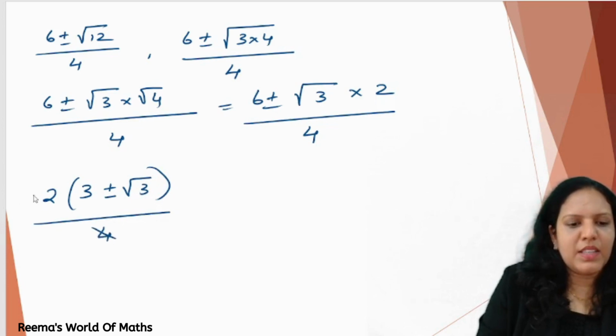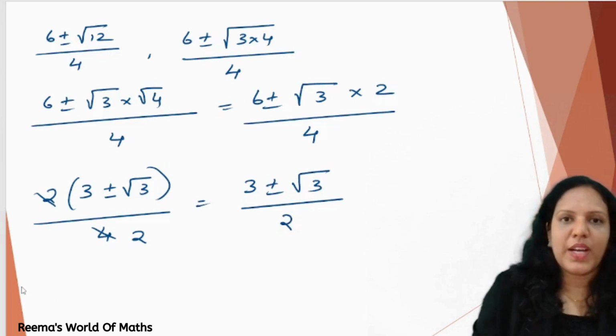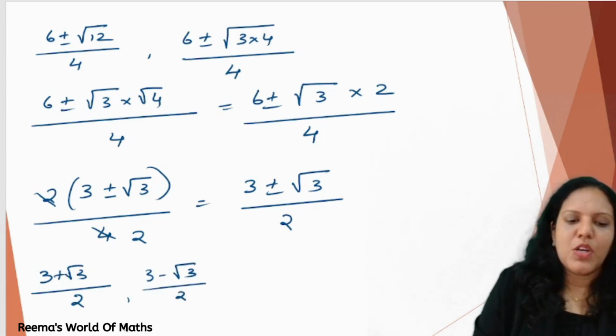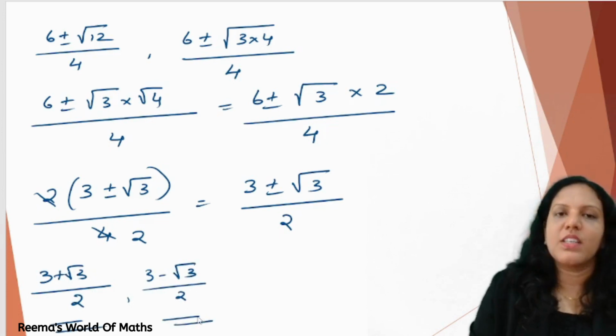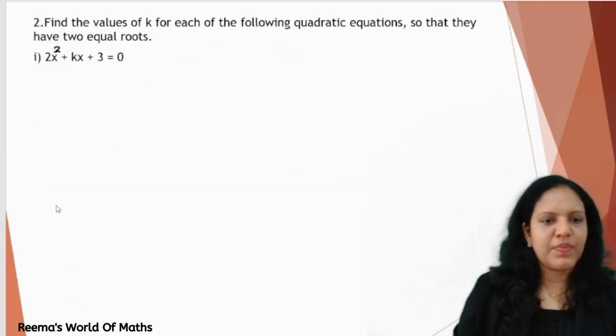We can again cut this by 2, so that will be 2 here. So that is 3 plus or minus the square root of 3, divided by 2. So we have found the two distinct roots: one is 3 plus the square root of 3 divided by 2, and the second one is 3 minus the square root of 3 divided by 2. So these are the two distinct roots for the given equation. Let's see the next question.